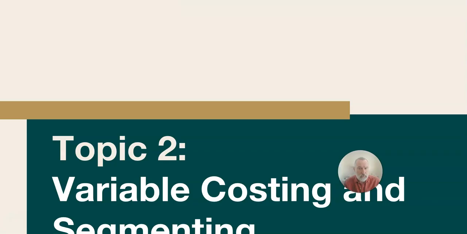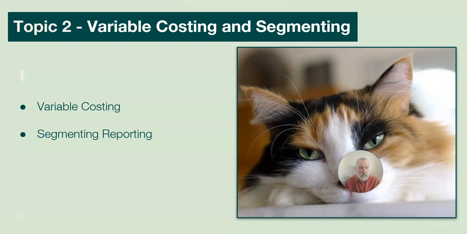Moving on to our second topic, variable costing and segmenting. Variable costing is also known as direct costing. It's a method of inventory costing where only variable manufacturing costs, for example, direct materials or direct labor, and variable manufacturing overhead, are treated as product cost. All fixed manufacturing overhead is treated as period cost and is expensed on the income statement in the period it's incurred.